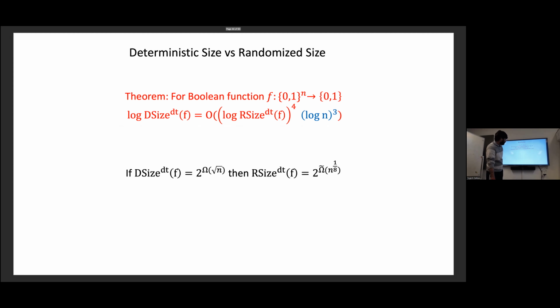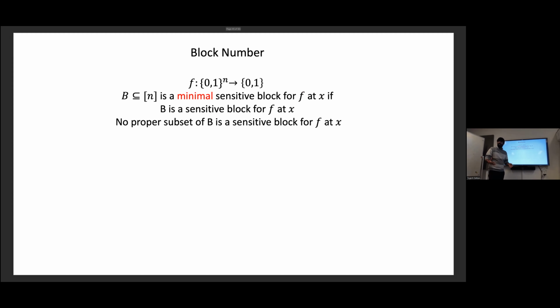And to say more on this result, let me define the corresponding combinatorial measures with which we ended up showing this result. One of the combinatorial notions is the notion of block number. Till now we saw the definition of a sensitive block. Now we say a block is minimally sensitive for a function at input x if that block is sensitive and no subset of that block is sensitive. So it should be the minimal block which is sensitive. Minimality is important.